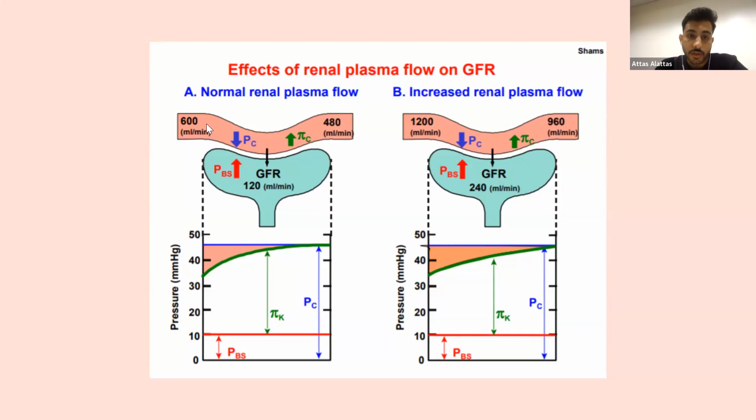Okay, so this is normally what happens. You have 600 milliliters per minute of renal plasma flow. If the kidney needs to filter 120 milliliters per minute out of the 600 milliliters per minute to reach this, then if you increase the renal plasma flow, it would definitely mean that you have to filter more to reach the same point. This is simply how you want to understand the renal plasma flow.